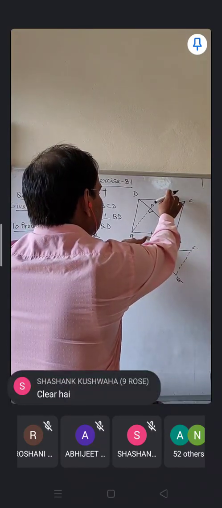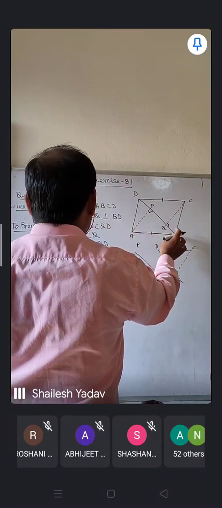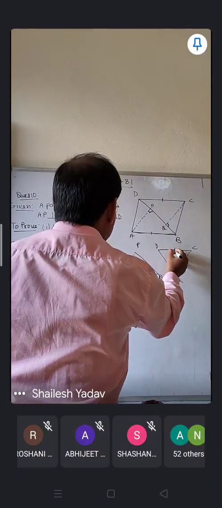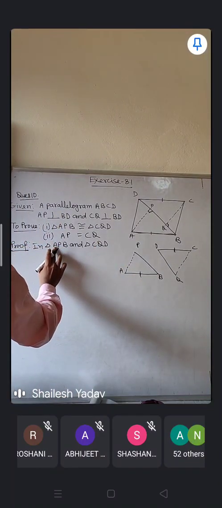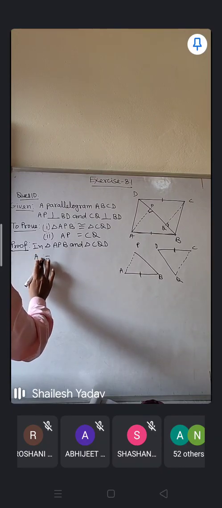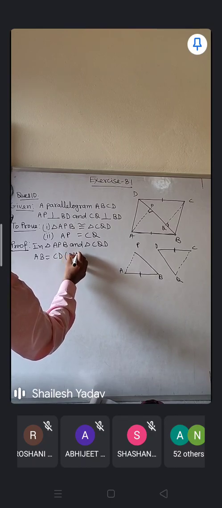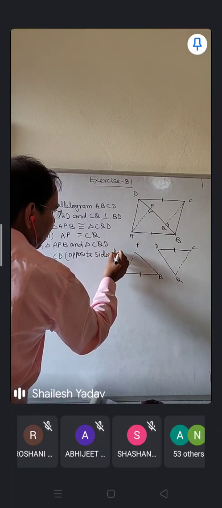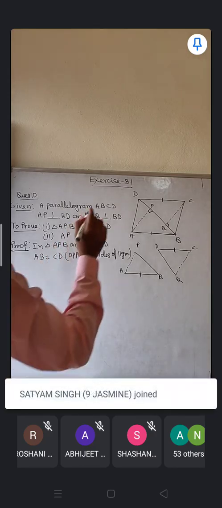So here AB and CD will be equal, and AB is a side in the first triangle, triangle ABP, and CD is a side in the second triangle. So AB equals CD, opposite sides of a parallelogram. So you got one side equal in both the triangles. Here you will write AB equal to CD, reason: opposite sides of a parallelogram. I got one side equal.